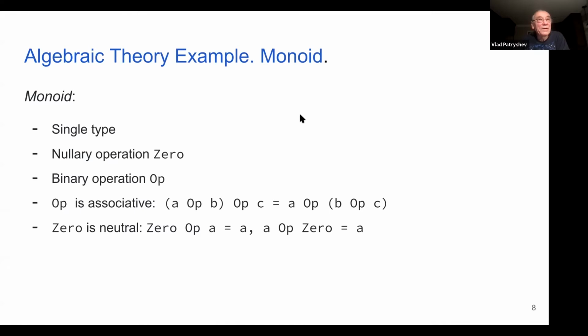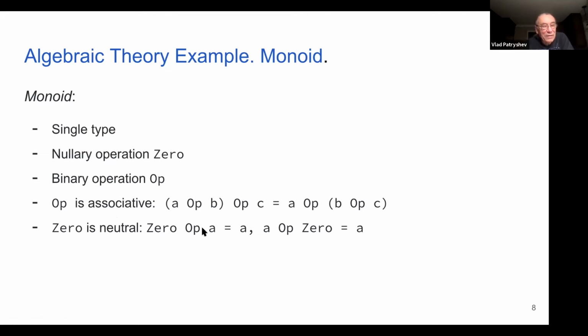Bill definitely mentioned monoids and somebody else too. So what do we have in monoids? We have a single type. We have a nullary operation, let's call it 0. And we have a binary operation, let's call it op. And two axioms. One is that 0 is a neutral element for the operation.